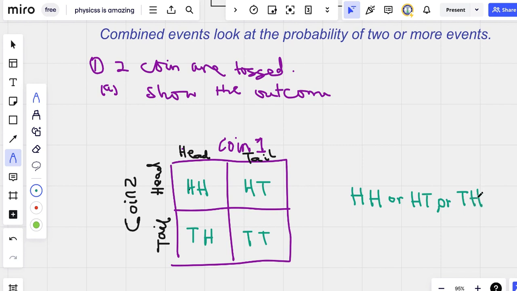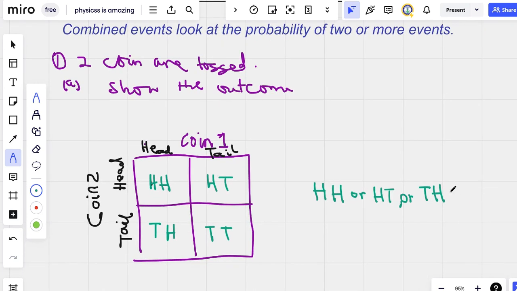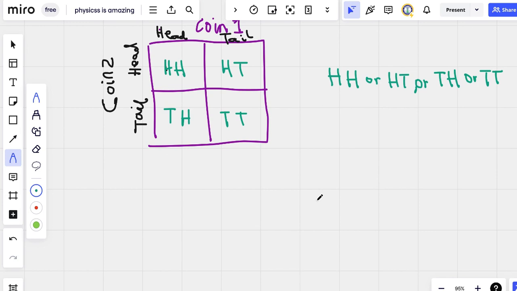So you get tail head when they land, or finally you get tail tail. So for two coins, if you toss them once, these are all the outcomes. These are all the possibilities. So for combined events, we include not only two coins, we can have 3 coins. So when we have 3 coins, how do we designate that? So this is for question 1.